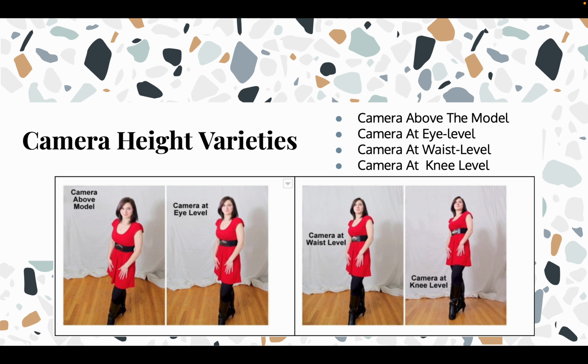Now let's talk about different camera movements and shots that you can do. So when you're thinking about camera height, you can move your camera to different levels in order to record and give a feeling depending on what you want to. So you can have the camera above, at eye level, at waist level, or you can go to knee level.